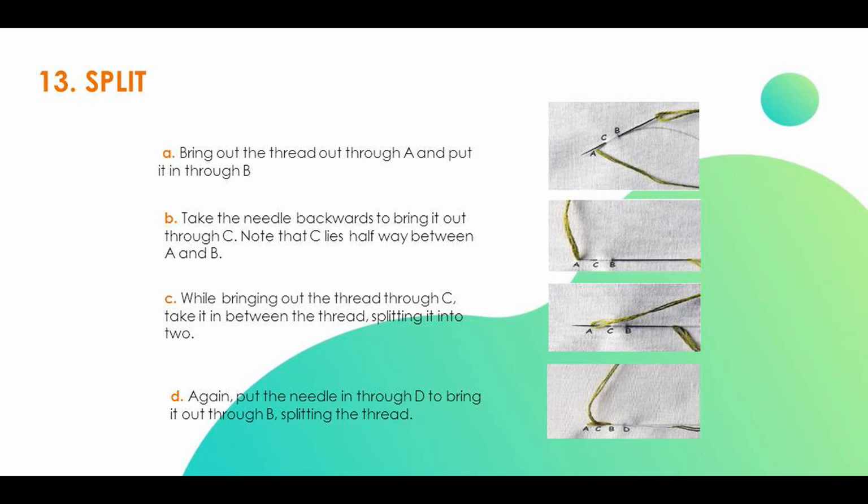13. Split stitch. A. Bring the thread out through A and put it in through B. B. Take the needle backwards to bring it out through C. Note that C lies halfway between A and B. C. While bringing out the thread through C, take it in between the thread, splitting it into two. D. Again, put the needle in through D to bring it out through B, splitting the thread.